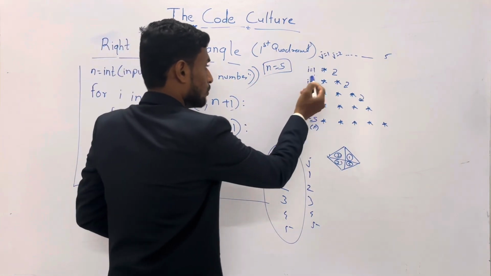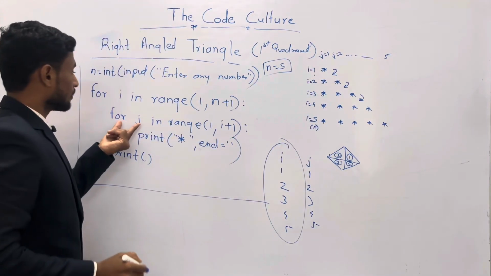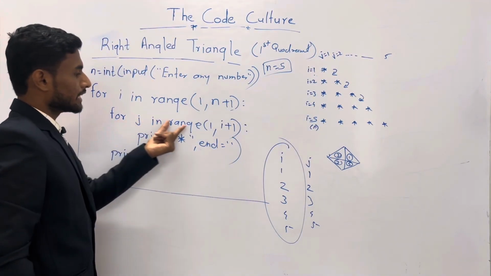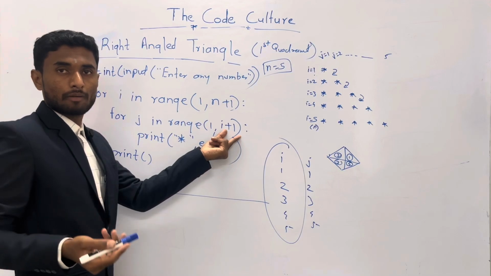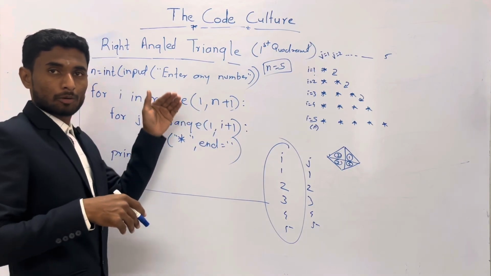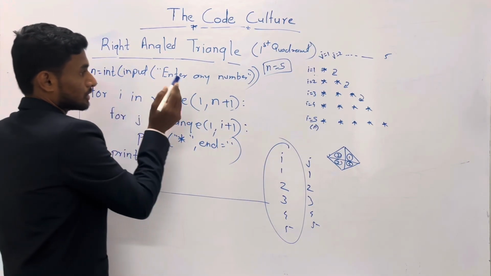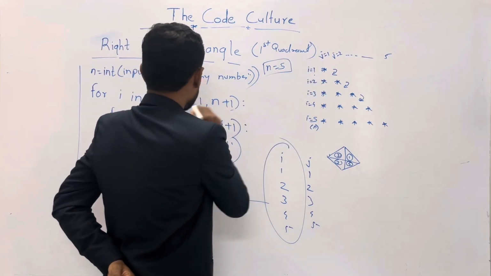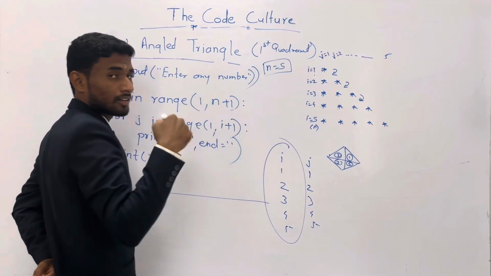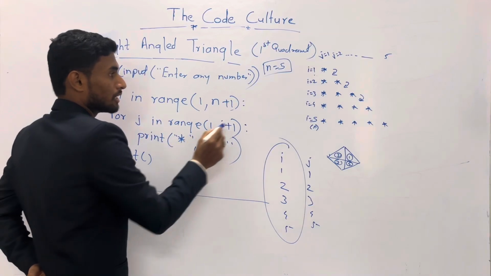Now take another for loop. What is that for loop? For j in range 1 comma i plus 1. What is the value of i? The value which is coming from the upper for loop. So at the start the i value is 1, so the inner for loop will run only once, so we will get only 1 star.